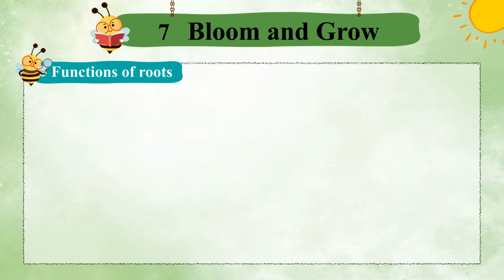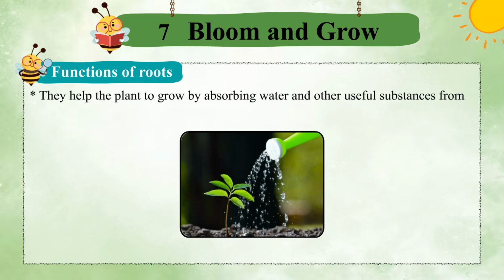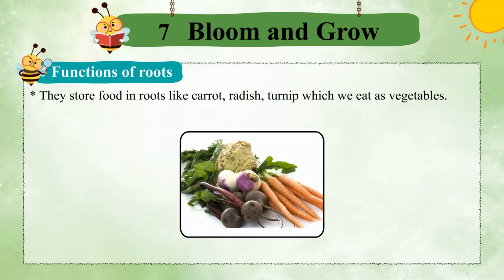Functions of roots. They provide support to the plant by fixing it firmly to the soil. They help the plant to grow by absorbing water and other useful substances from the soil. They store food in roots like carrot, radish, turnip which we eat as vegetables.